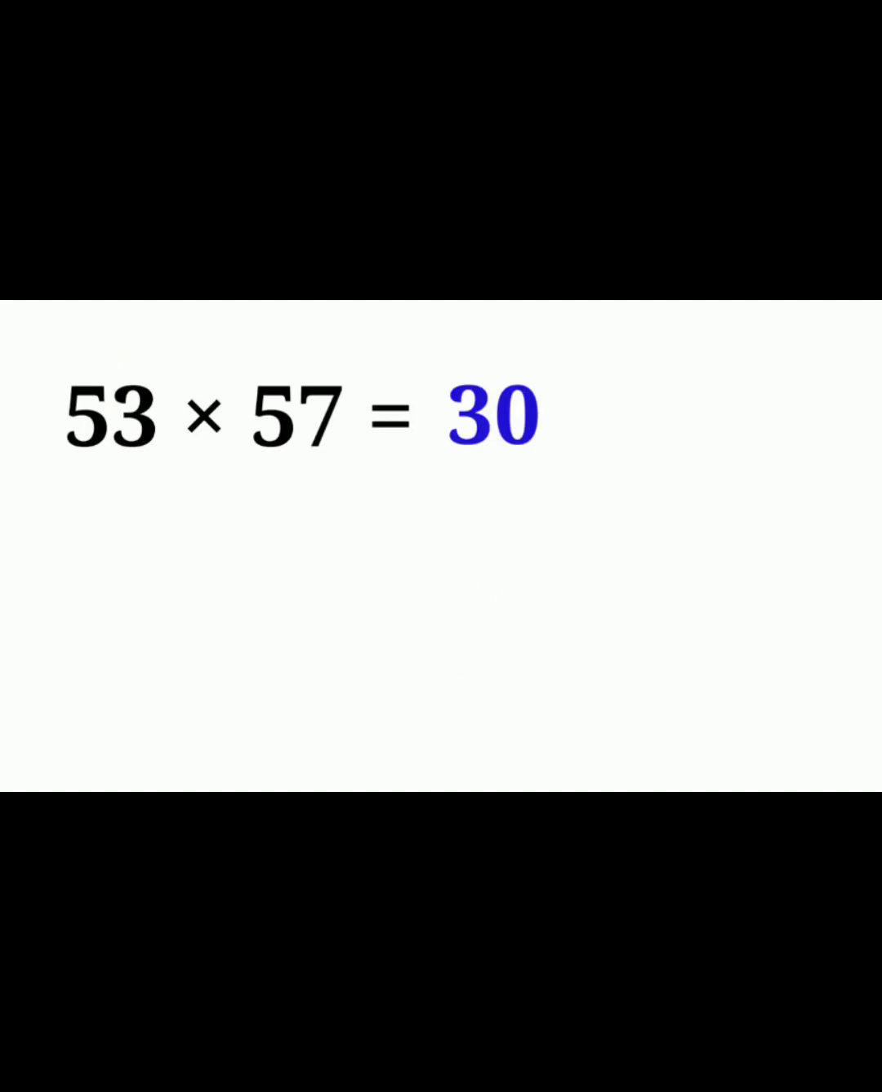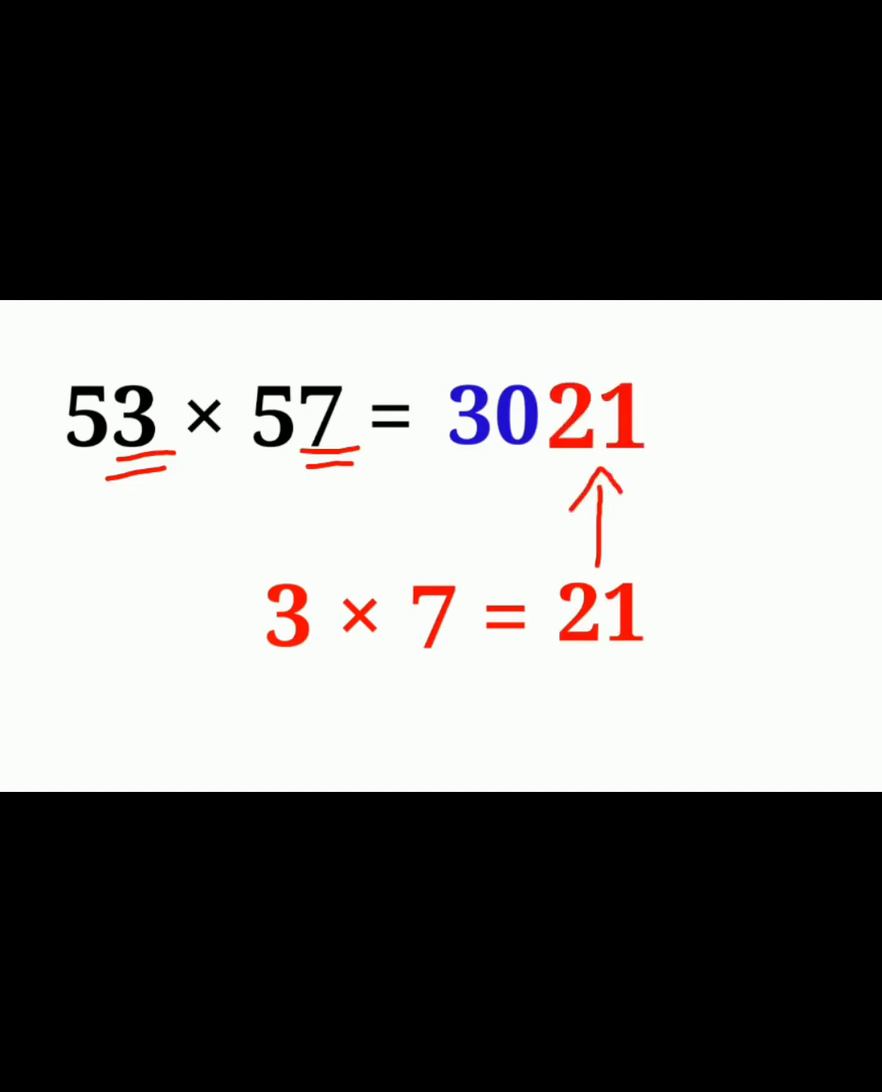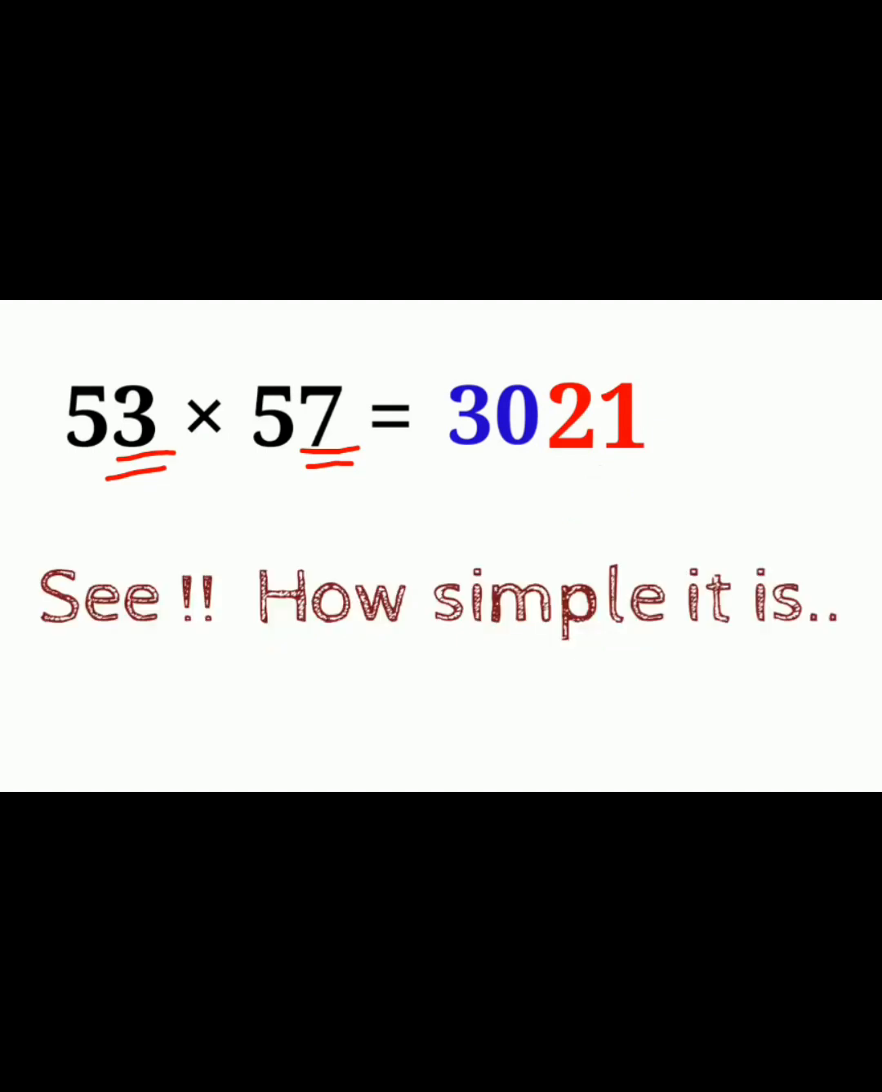And for the last 2 digits, all you need to do is multiply this 3 and this 7. 3 times 7 is 21. And you have the answer. The answer is 3021. See how simple it is.